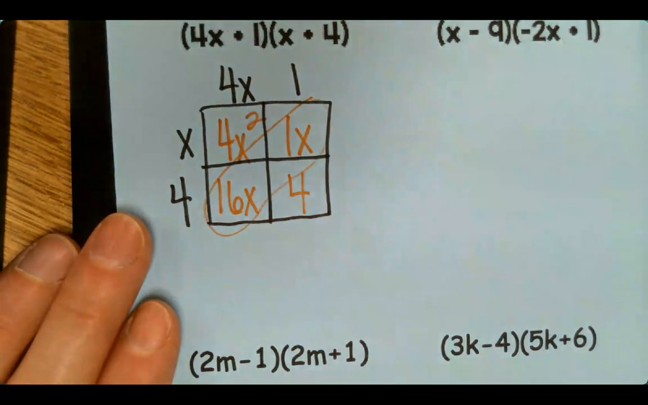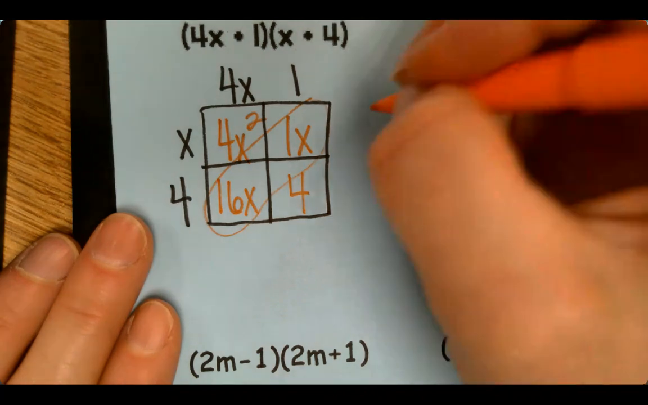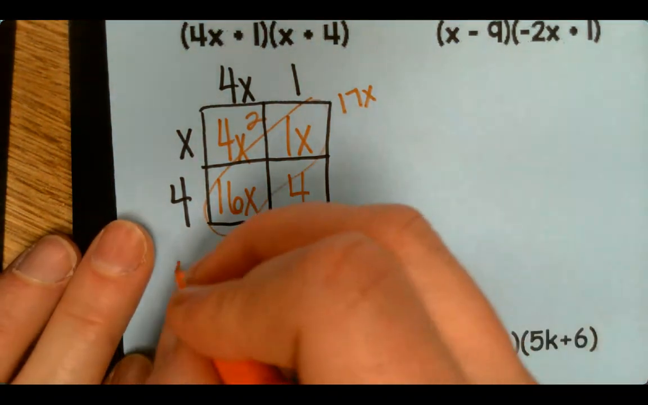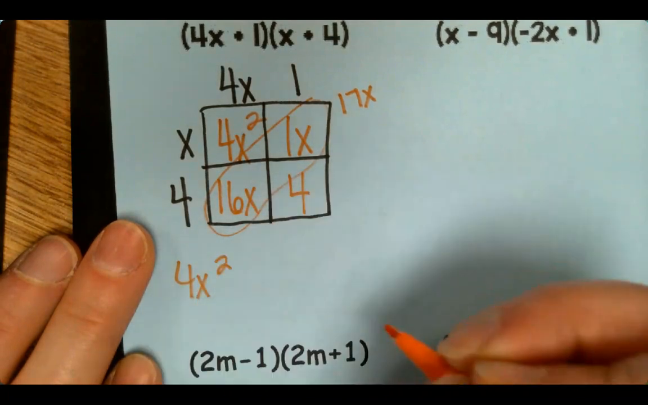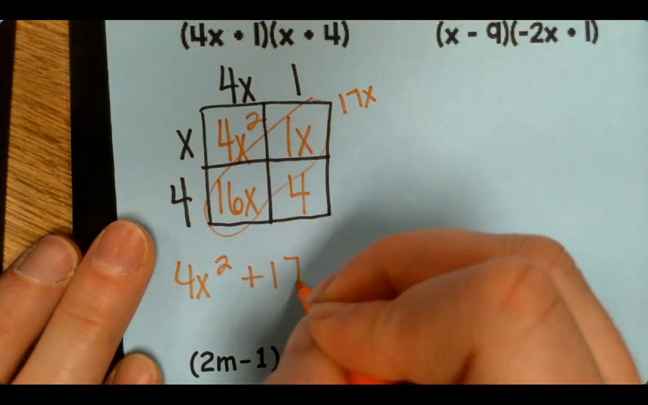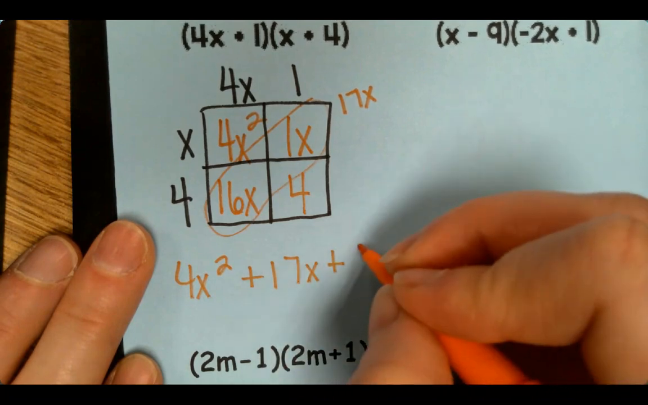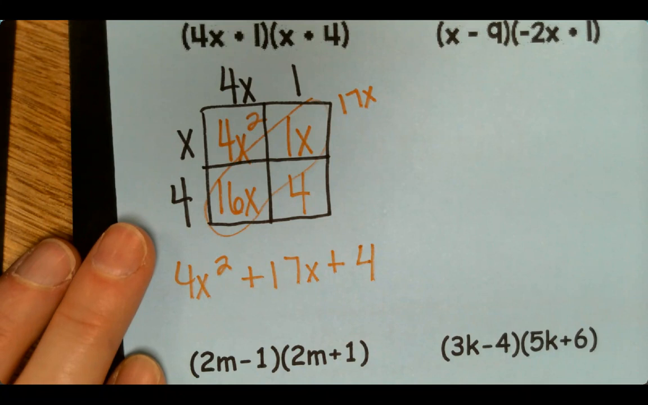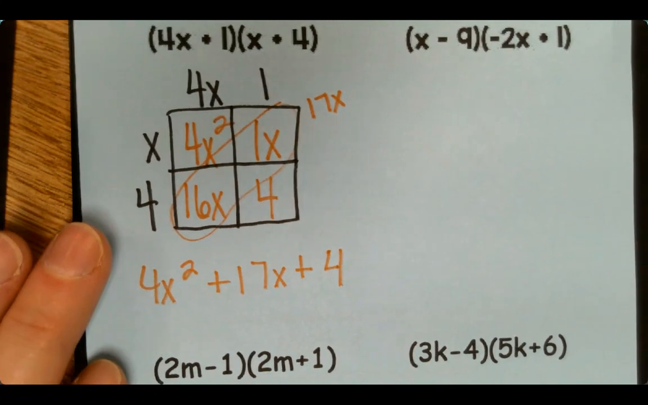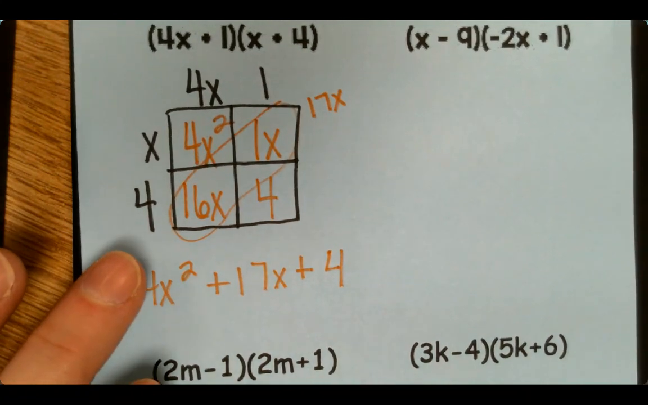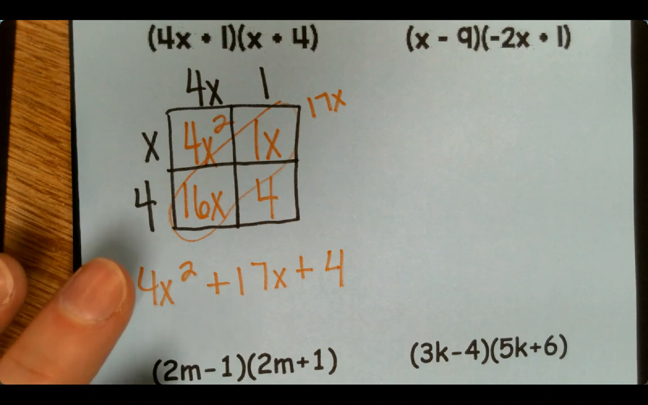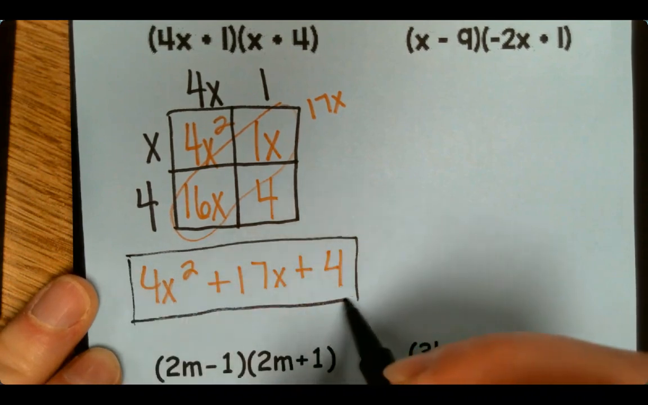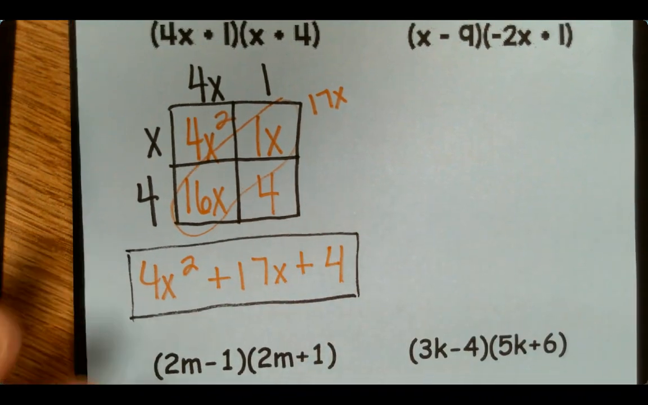Can we still combine our diagonals? Yeah. So we have 16x and 1x. What do we get? 17x. So we have 4x squared plus 17x plus 4. If you want to put boxes around your answer, you can, so that way they're easier to find. You'll probably want to do that on your assignment.